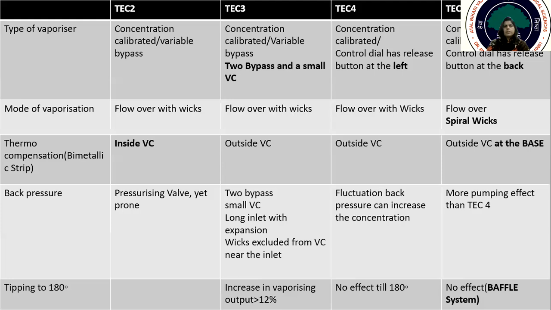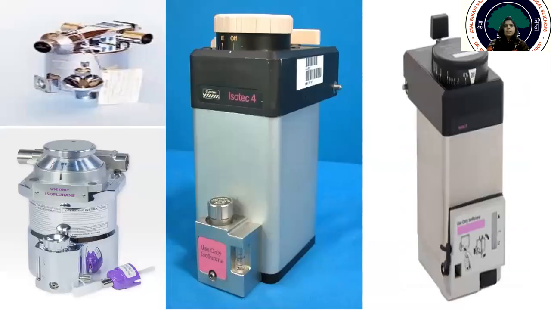Now coming to the differences. Type of vaporizer we have already discussed. They are concentration calibrated and variable bypass vaporizer. Tec 3 had two bypass chambers and a small vaporizing chamber. And what happened in Tec 4? A control dial has a release button on the left. I'll show you. You can see this is a control dial with a release button on the left. And in the Tec 5, it is a control dial with a release button at the back.